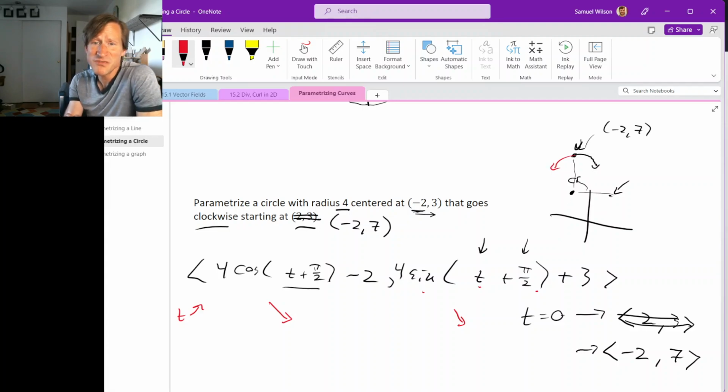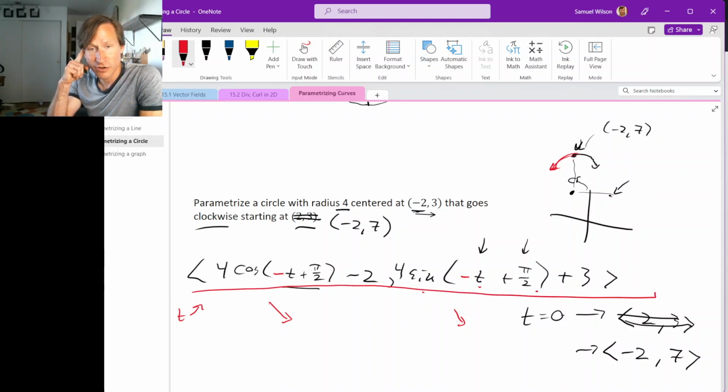And there's an easy way to fix this. Just reverse time, right? If going forward in time sends you counterclockwise, then reversing time will send you clockwise. And the way to reverse time is just to stick a minus sign in front of t. So this is a parametric curve that parametrizes this particular circle.